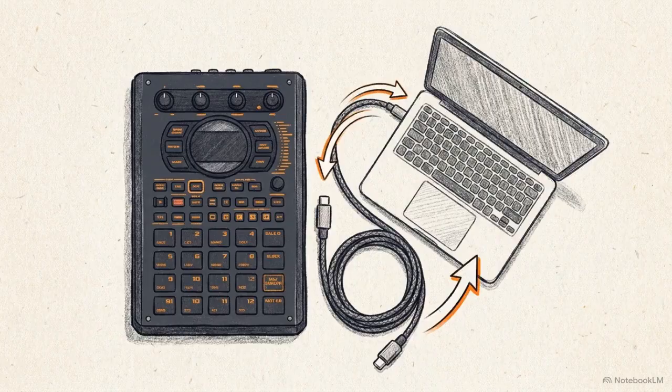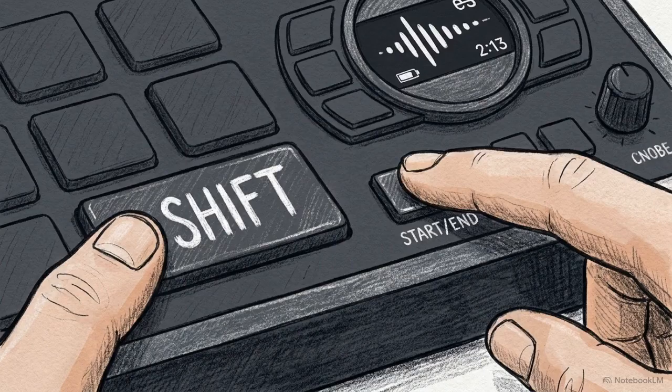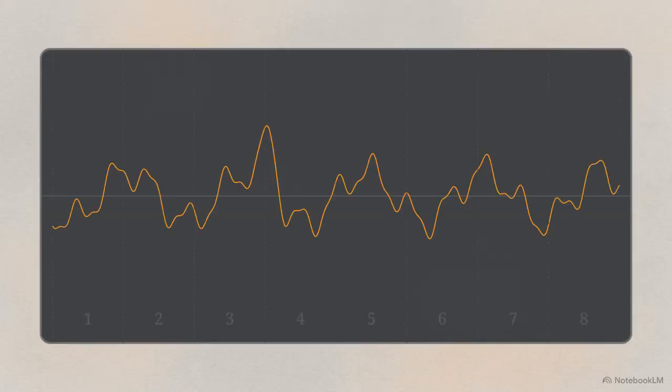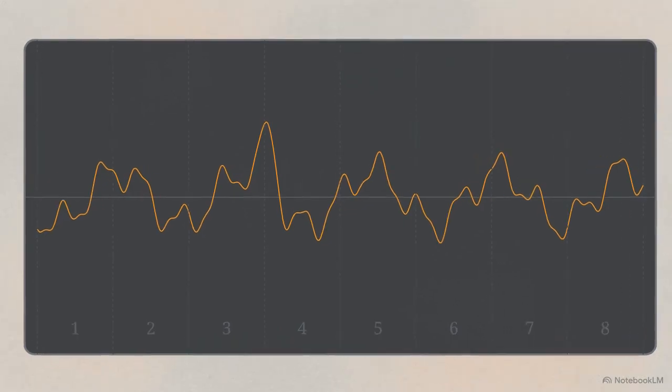Step 1 is ingesting our audio. Once you record your main sample directly through the USB input, hold the Shift button and press Start End to enter the trim menu. Next, select the Auto Chop function. This divides the audio into 8 even slices automatically.